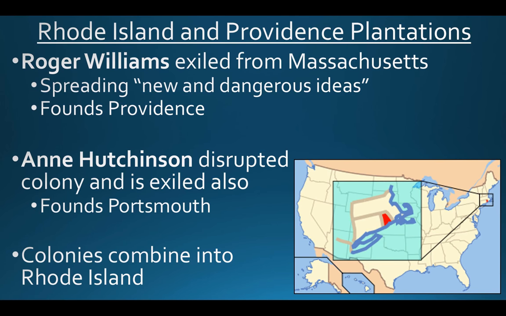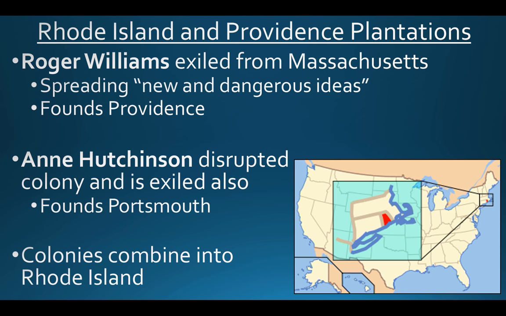And while the Puritans were looking to worship how they wanted and were looking for religious freedom when they left England, they were not necessarily keen on other people worshiping how they wanted. What happens is you get two people in particular, a man named Roger Williams and Anne Hutchinson, who really disrupt how things are going in the Massachusetts Bay Colony. And they're both going to be exiled from Massachusetts.